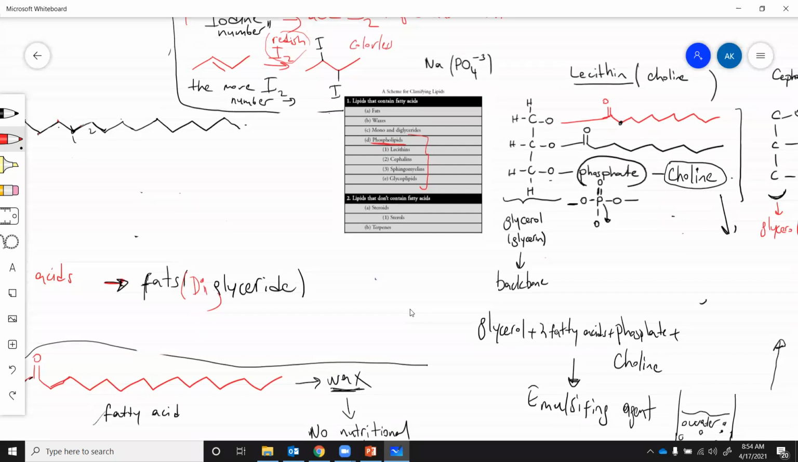So lecithin, again, we are going to have the same backbone. The glycerol is still there, or glycerin. This is my backbone. And then we have this fatty acid, as you can see. This is my first fatty acid, on top. And the black one is my second fatty acid, black color. And then why do we call this phospholipids? Because we actually have a phosphate.